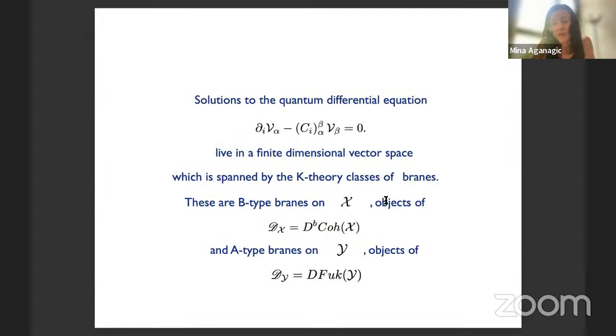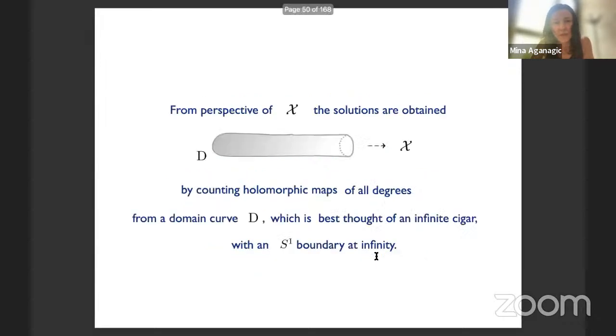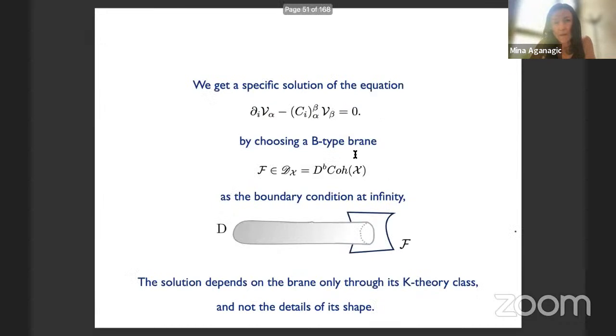Solutions to the quantum differential equation live in a finite dimensional vector space, which is spanned by K-theory classes of branes. These are B-type branes on X and A-type branes on Y. From the perspective of X, solutions are obtained by counting holomorphic maps of all degrees from a domain curve, which is best thought of as an infinite cigar with a circle boundary at infinity. We get a specific solution of the quantum differential equation by choosing a B-type brane as the boundary condition at infinity. The solution depends on the brane only through its K-theory class.